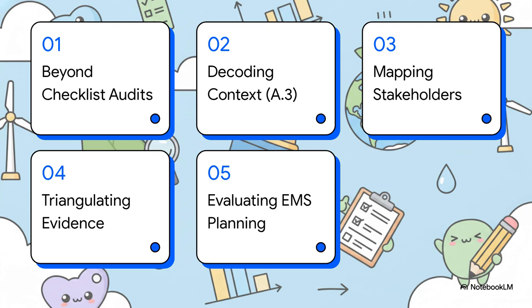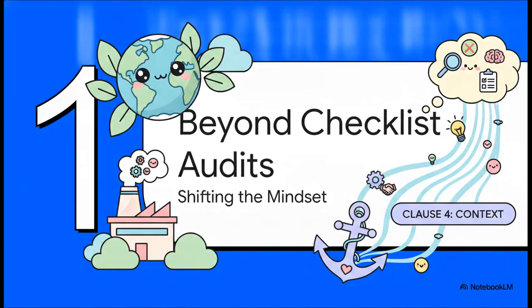So, to help shift our mindset today, we're going to cover a few key things. Moving beyond the checklist audit, decoding context with Annex A.3, mapping stakeholders via Annex A.4, triangulating the evidence, and evaluating strategic EMS planning. We're basically going to explore exactly how to use 8.3 and 8.4 as interpretive lenses to pinpoint an organization's true strategic position. All right, Section 1, Beyond the Checklist Audit, Shifting the Auditor Mindset.